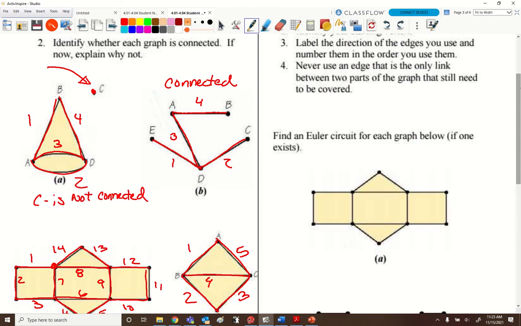No worries. Right here on this first example, see this person living at point C? There's no road going to their house, so they're not connected. So all these other people in this neighborhood, they're all connected by at least one road, so they can go back and forth there. That's what it is.